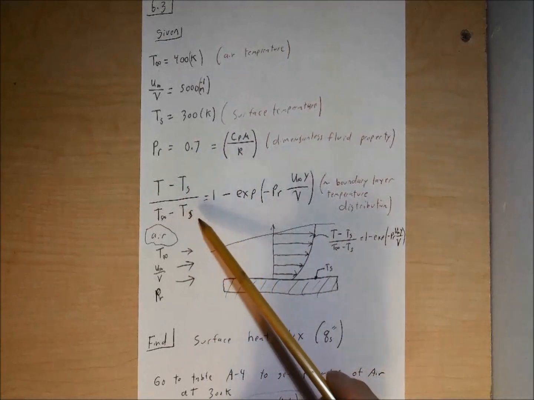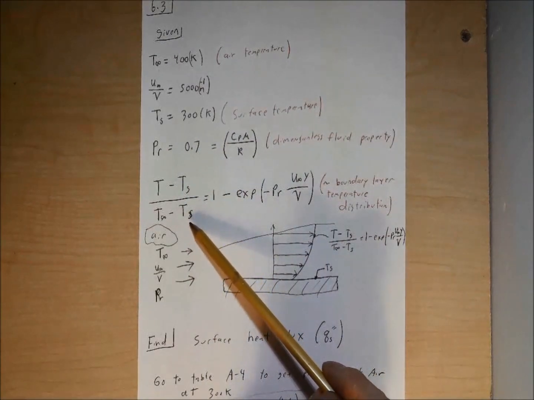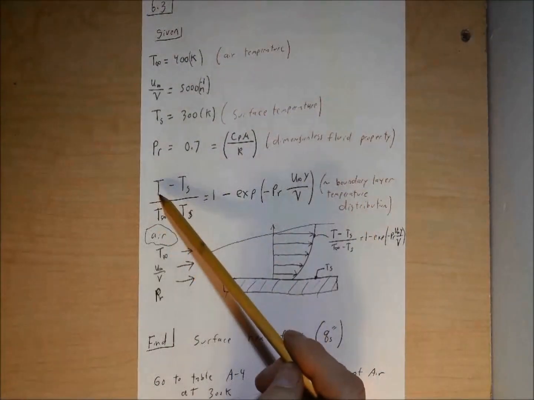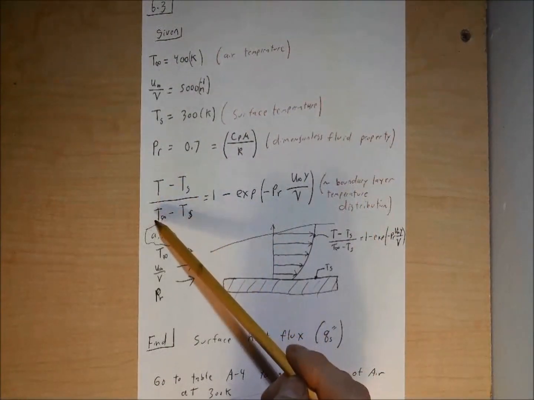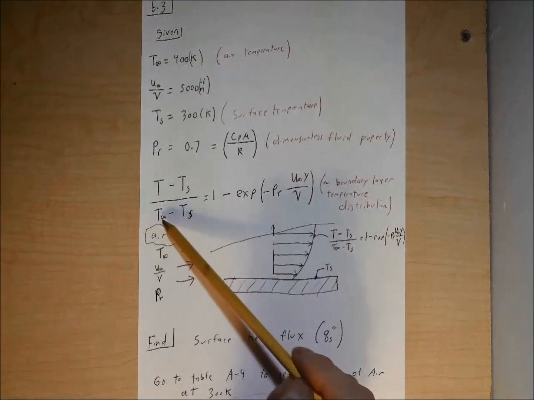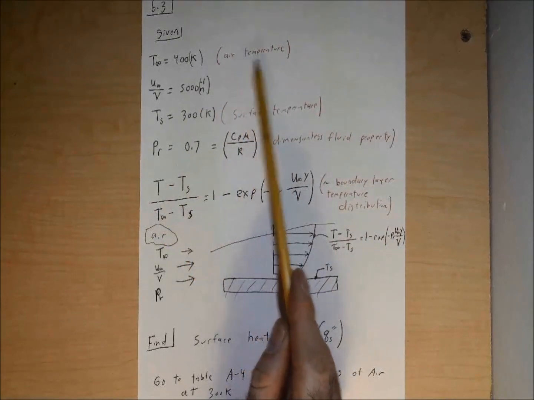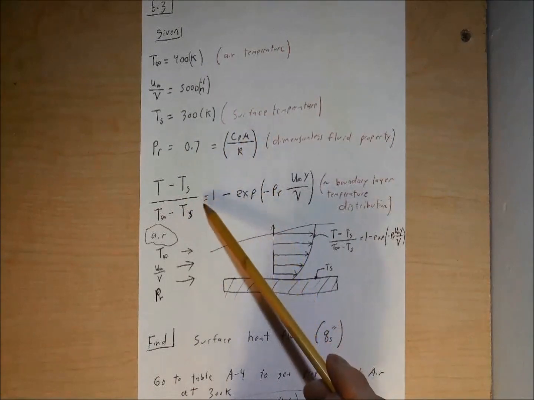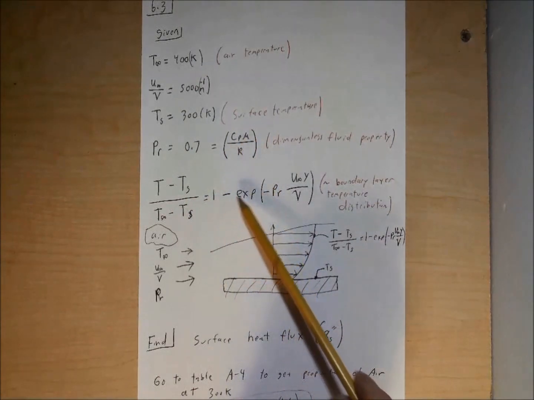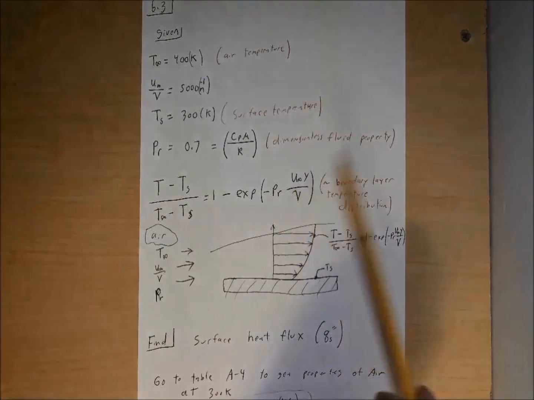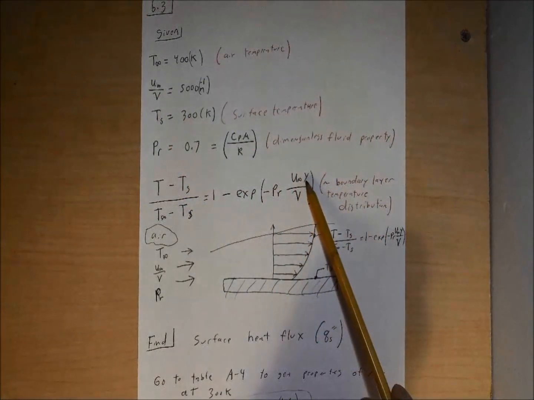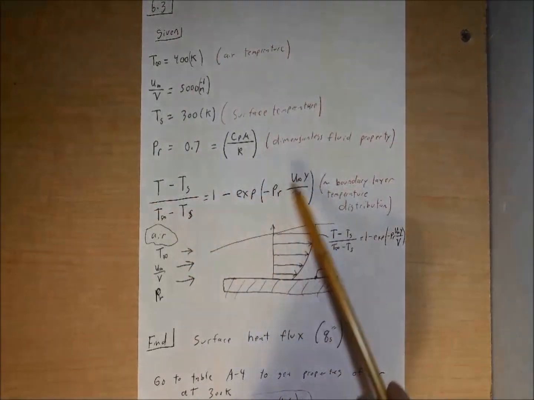We also have, given in the problem statement, our governing equation, which is our boundary layer temperature distribution relationship. So this is (T minus T sub S) all over (T infinity minus Ts), where T sub infinity, as we recall from above, is our air temperature, and T sub S is our surface temperature. This is equal to 1 minus e to the negative Pr U sub infinity over nu, there's that ratio again, times our Y value. So now we have this governing equation.